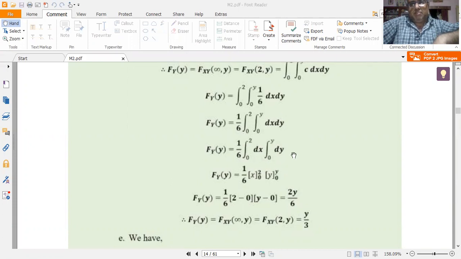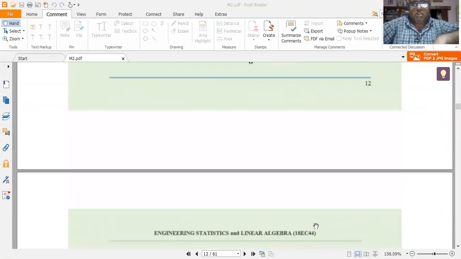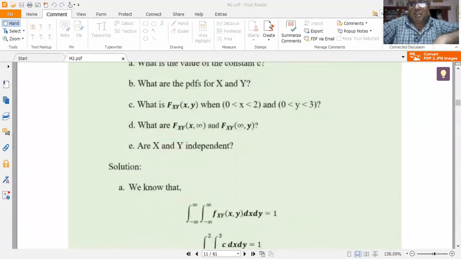Integral dx is x, integral dy is y. So I get capital Fy of y, the marginal PDF with respect to random variable capital Y, given by 1 by 6 into x limit 0 to 2 into y limit 0 to y. Substituting, I get Fy of y is equal to y by 3. Fourth part is over. Now I have to check if x and y are independent.